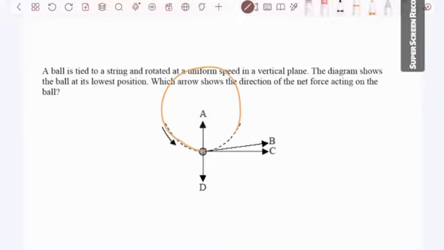And if I were to complete this to a circle, it's a rather wonky circle, but we could easily see that the vector pointing at the center of the circle is vector A, and that's going to be our correct choice, as we know that F centripetal always points at the center of the circle.